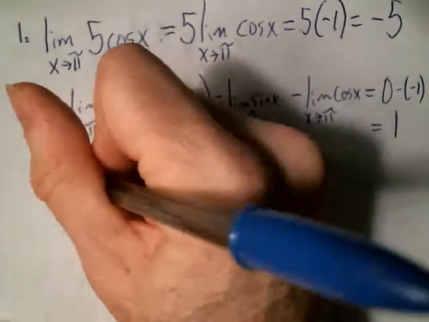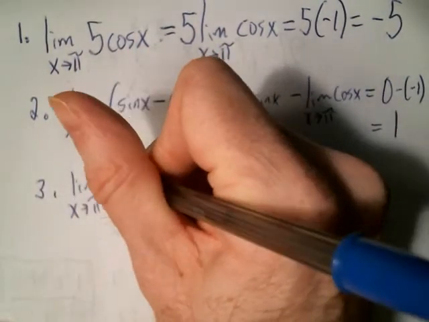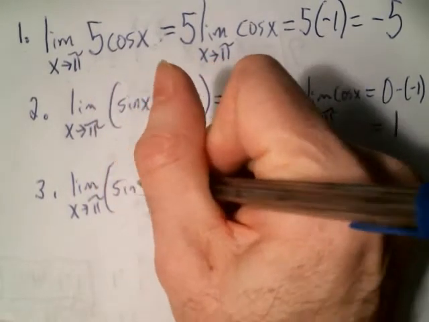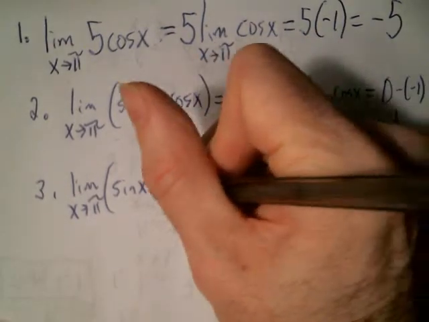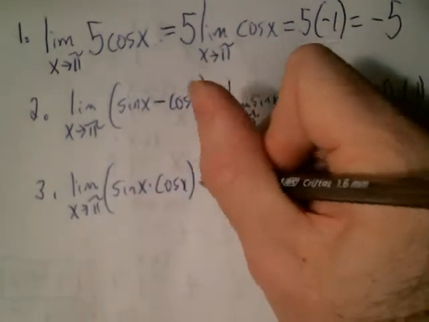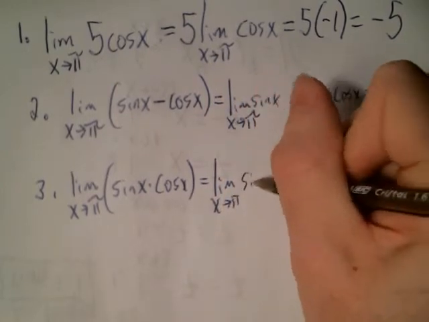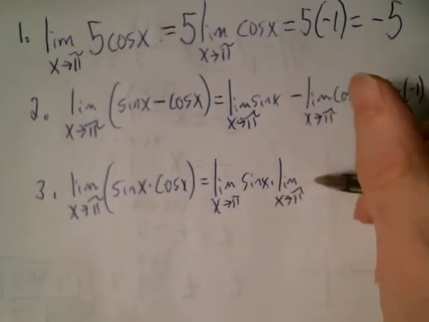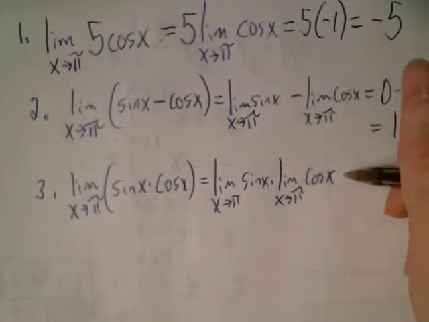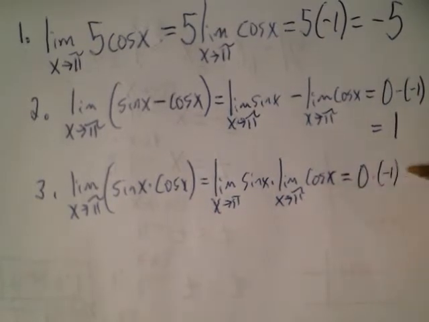Third, you can also break up products, presuming that the individual functions at that point have a limit. So here we have the limit of sine x times cosine x. You can rewrite it as the limit as x goes to pi of sine x times the limit as x goes to pi of cosine x. So when you put in pi, you'll get 0 times -1, which will be, of course, just 0.